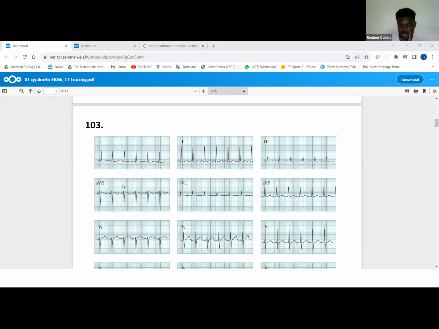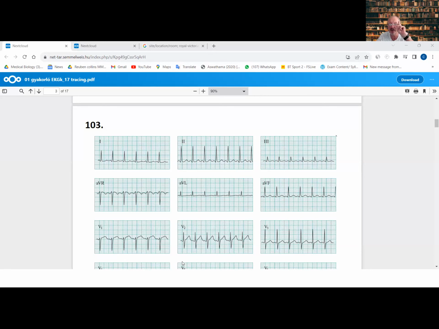All right, so first of all, I looked at lead one. Lead one is positive. Then I looked at lead AVF, and AVF is also positive. And when both lead one and AVF are positive, it means we have a normal axis. Very good. Now, none of them is equiphasic, so this is how you use the quadrant approach. But what could be the axis? Basically, the biggest one should be parallel with the main electrical axis. Looking at 1, 2, 3, the biggest one is number 2. So the axis is close to 60.